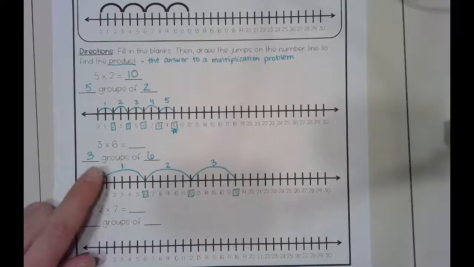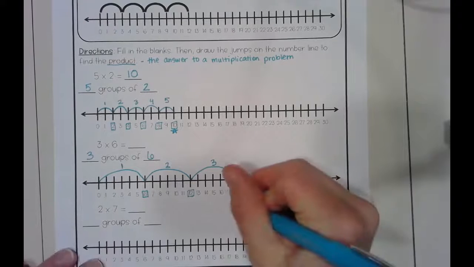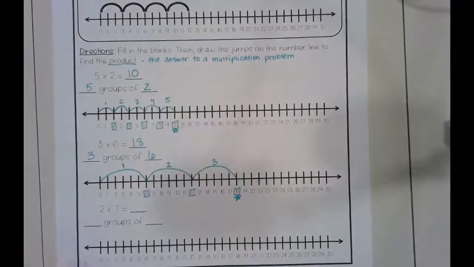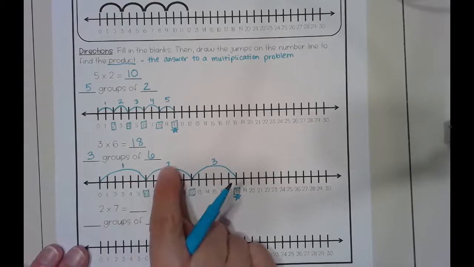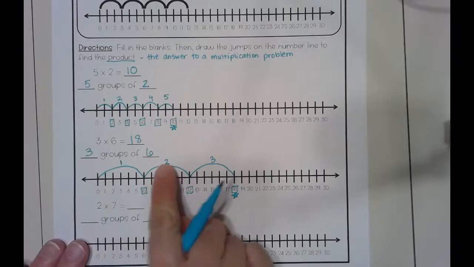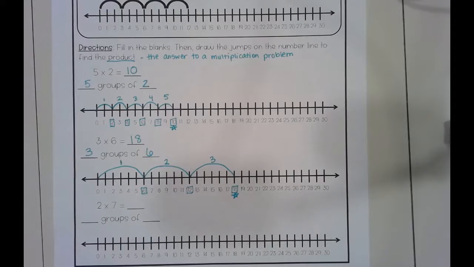So 3 groups of 6 equals 18. 18 is the product of 3 times 6. It's the answer to the multiplication problem. It helps me to number each of my groups to show how many times I've counted by that number so that I can keep track. That's why I put these numbers above each group that I'm counting by.